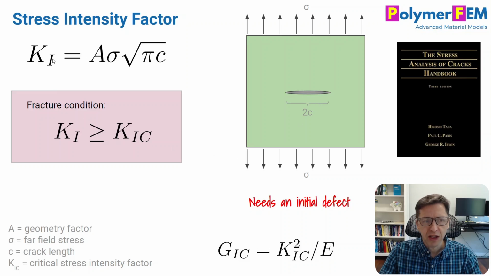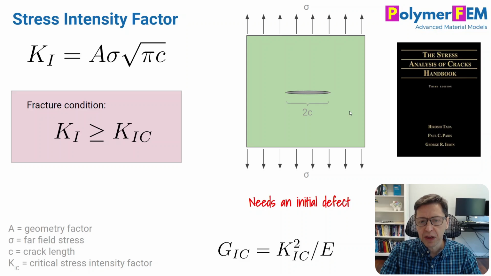And failure occurs if K1 is exceeding K1C, the critical value of K1. This requires an initial defect. And in this equation, the A parameter, the geometric factor, depends on what type of crack it is, what angle it has, how many other cracks are in the neighborhood of this crack, etc.